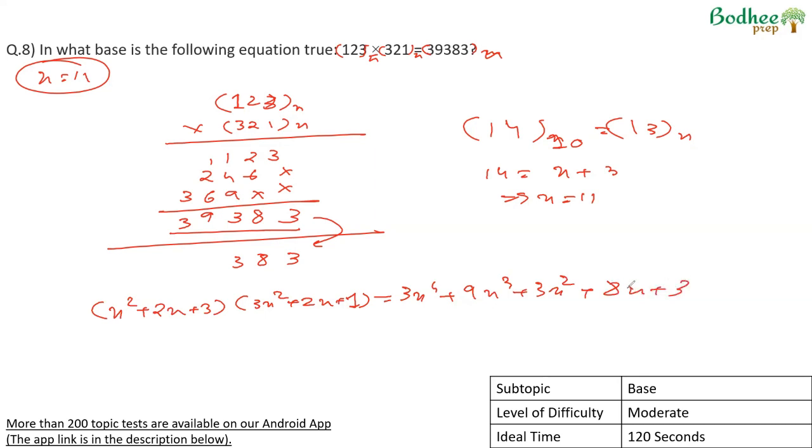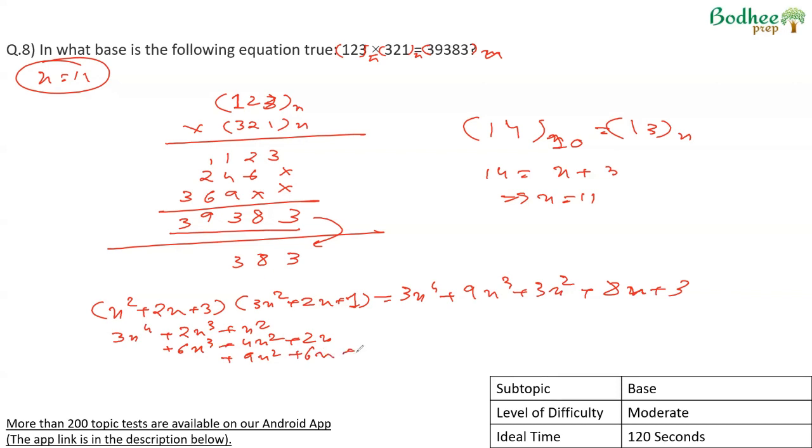The basic method of converting a number in base 10 to a decimal. Multiply these two values or open the bracket, we'll get 3n raised to power 4 plus 2n cube plus n square. Then multiplying 2n, we'll get 6n cube plus 4n square plus 2n. Multiplying 3, we'll get 9n square, 6n, 3.